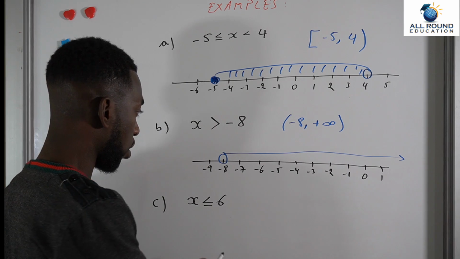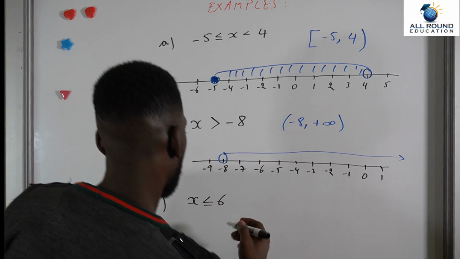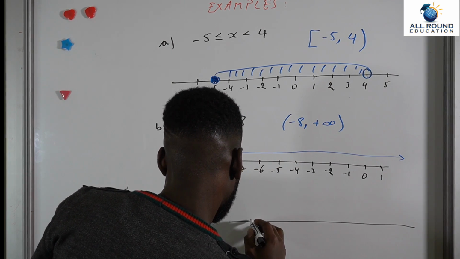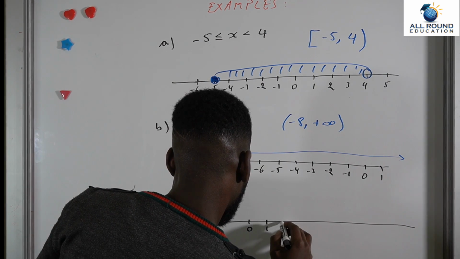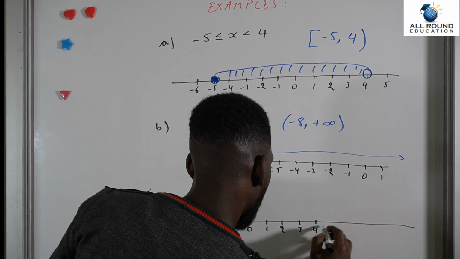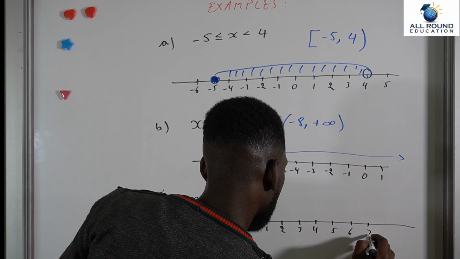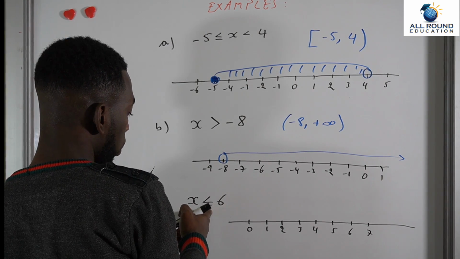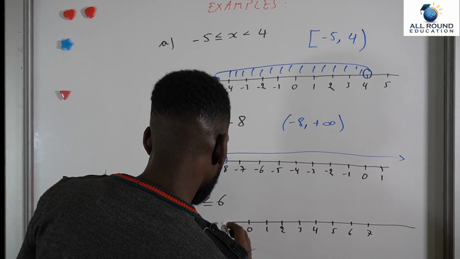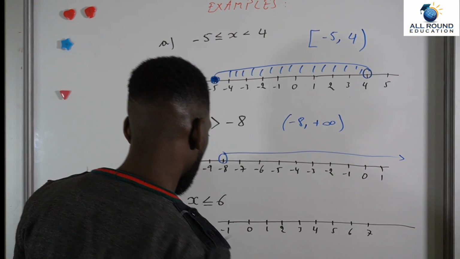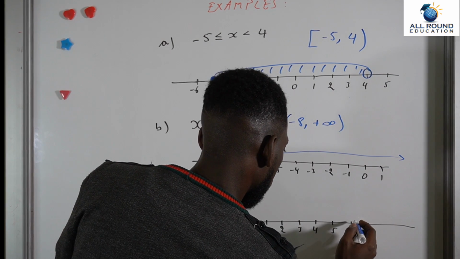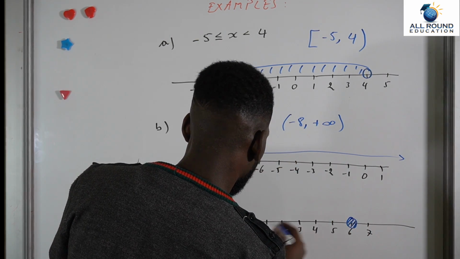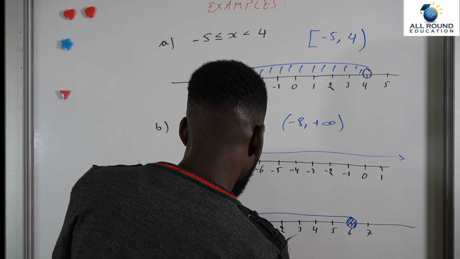In our last example, we have a number line here: -1, 0, 1, 2, 3, 4, 5, 6, 7. The question says x is less than or equal to 6. So 6 is here, we circle it, and because it's less than or equal, 6 is a part of the solution, and we go in this direction.